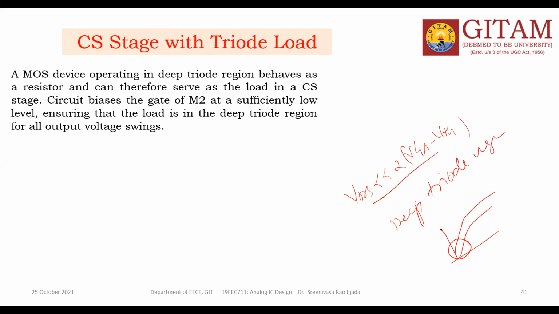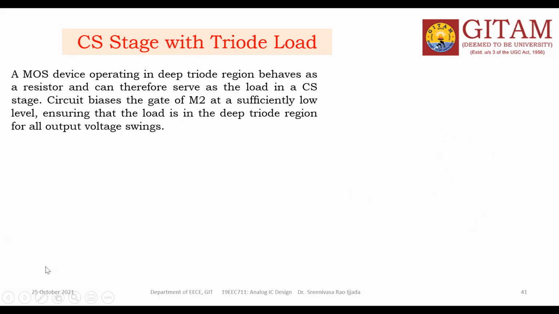So when you consider the deep triode region, I think you know the condition. A MOS device operating in the deep triode region behaves as a resistor, a variable resistor with no constant value, whose resistance is controlled by the gate voltage of the device and can therefore serve as the load in CS stage circuits. The circuit is biased at the gate of M2 at a sufficiently low level, ensuring that the load is in the deep triode region for all output voltage swings.